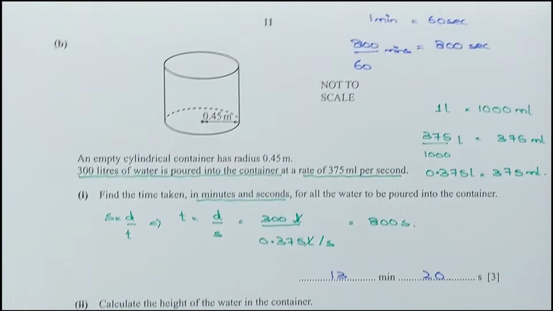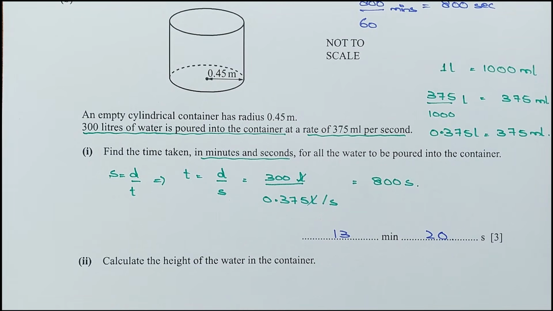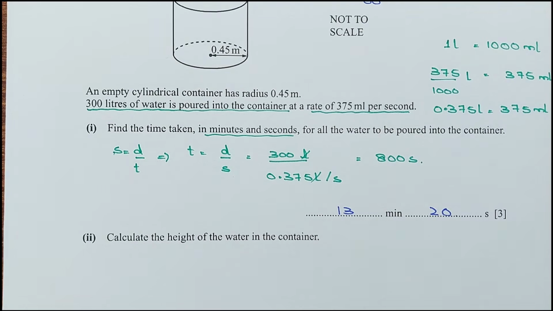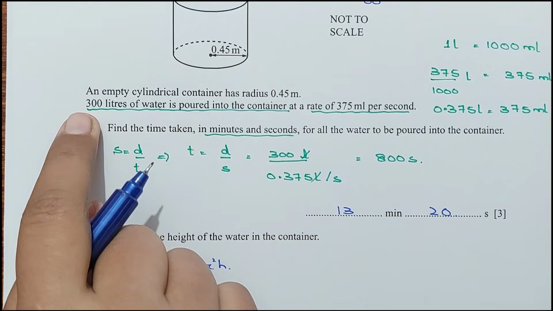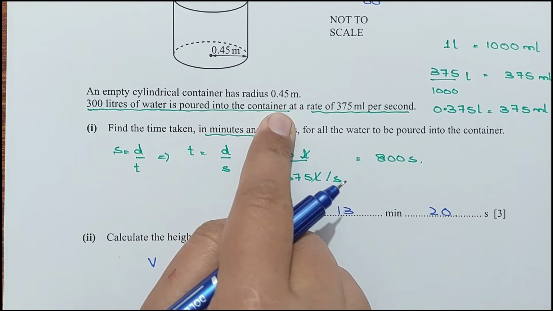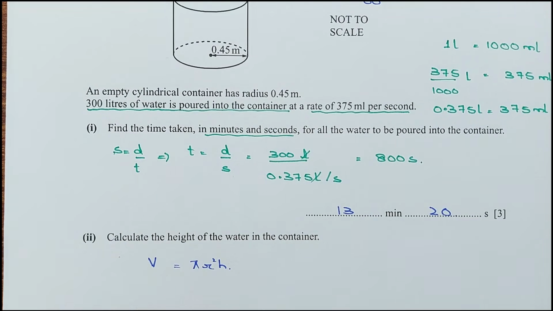Right. Now for the second part, calculate the height of the water in the container. The container is a cylinder, so the volume of a cylinder is pi r squared h. What is the volume of the container? We have been given that 300 liters of water is poured into the container, so the volume is 300 liters. And this should be equal to pi times the radius, 0.45 meters, squared, times the height.